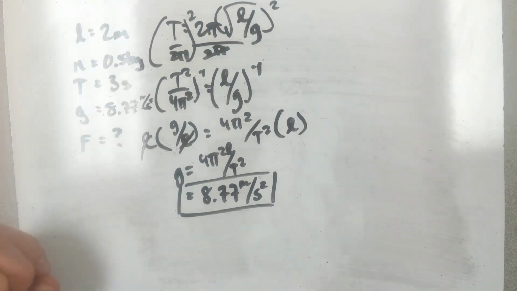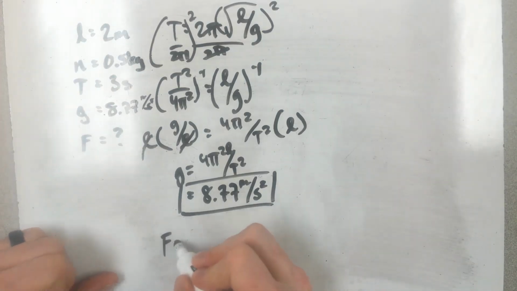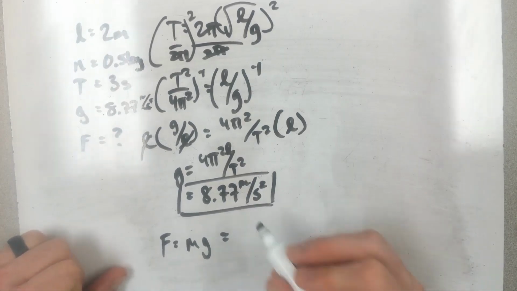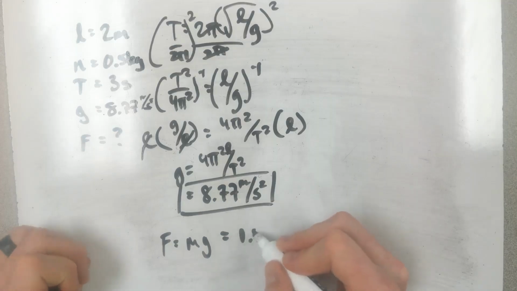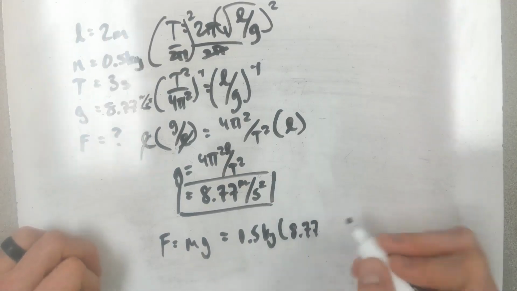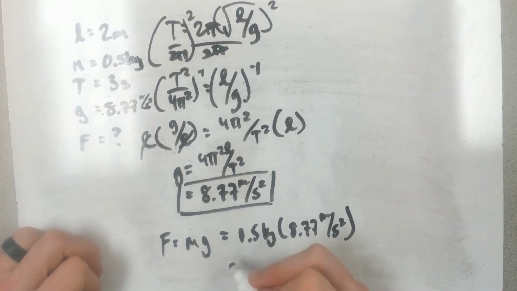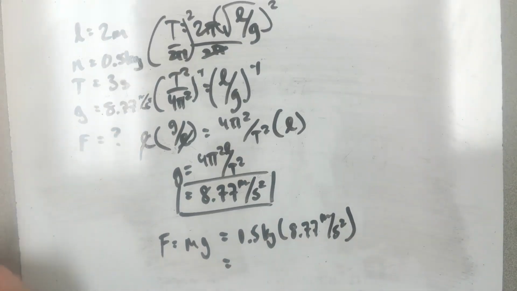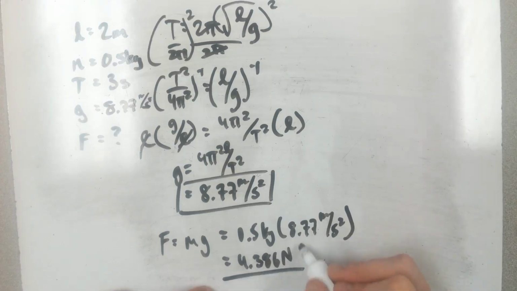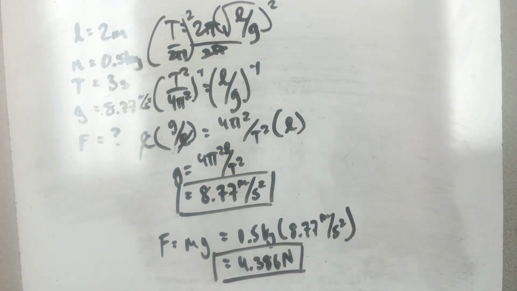Next, we need to find out our force. And this is just a reminder, but F equals mg, and our mass is 0.5 kg times our 8.77 meters per second squared, or a weight of 4.386 newtons. Cool.